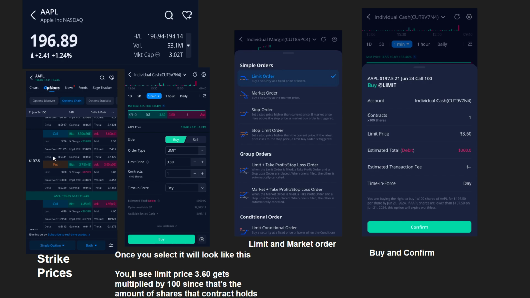Delta calculates how much you're going to make if Apple moves up a dollar. So if Apple goes up a dollar, your contract is going to go up $50, because you move this decimal two places to the right, and it'll be $50.41 if it moves up a dollar from here. And then your gamma adds to your delta.